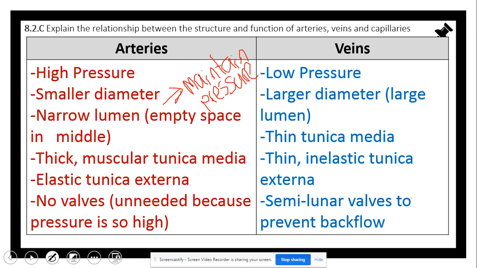Veins, we've got a lower pressure with a larger diameter. Again, not as much pressure. They don't need to maintain that pressure, so everything else is a little bit thinner, a little bit less elastic. Semilunar valves prevent backflow. We're always trying to keep the pressure up and prevent backflow.